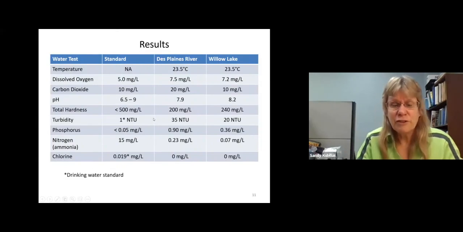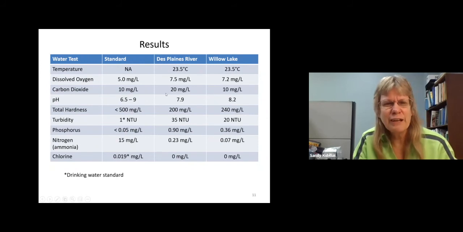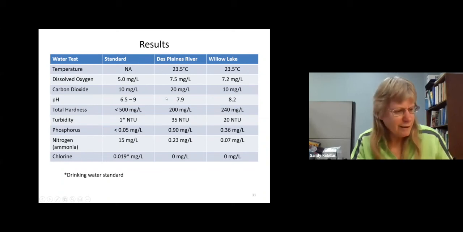Okay, so here are results, and I have our standards in here as well, so you can compare them. Notice Des Plaines River and Willow Lake, they're both at room temperature. Dissolved oxygen, they were both about the same, and they were greater than 5 milligrams per liter, so we were fine. Carbon dioxide was a little bit higher in the Des Plaines River. Why this was 20 versus 10, I don't know. I normally don't test carbon dioxide when I run water quality testing. pH was fine. It was less than 9.